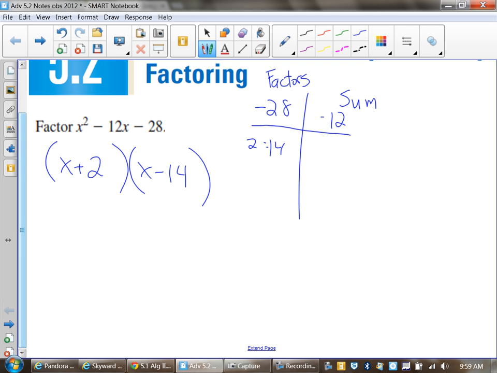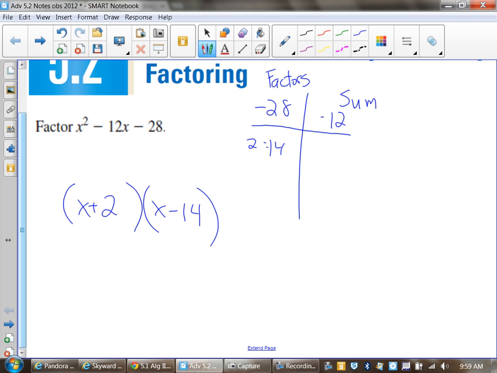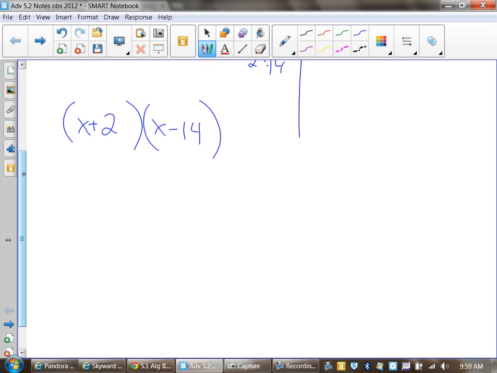Remember, if you need to double check to see if you are correct, you foil. Good old-fashioned Billy binomial. You guys know Billy binomial? Billy binomial is an important person. Billy binomial comes about from FOIL. FOIL is first, outside, inside, last.